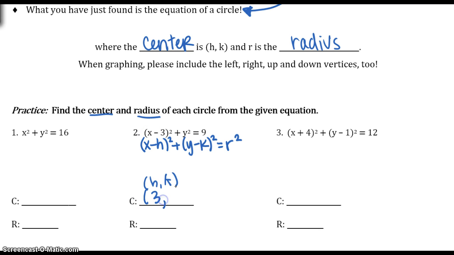So 3, comma, what's y? Well, I don't see a number there. And if you don't see a number there, then your k is just going to be a 0. So your center is 3, comma, 0. Your radius, notice that this is radius squared.